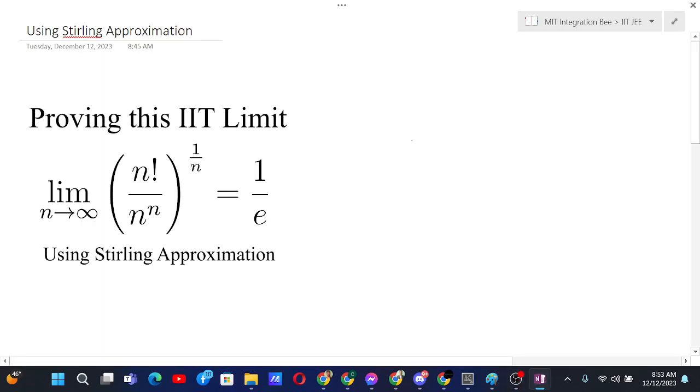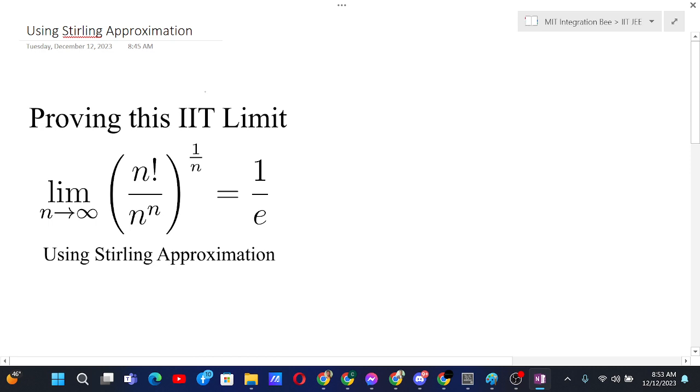Let's try to prove this limit using Stirling approximation. Before this, I've already solved this using Riemann integral and product integral, whose videos can be found over here, turn by turn. Now in this video, let's try to solve it using Stirling approximation.